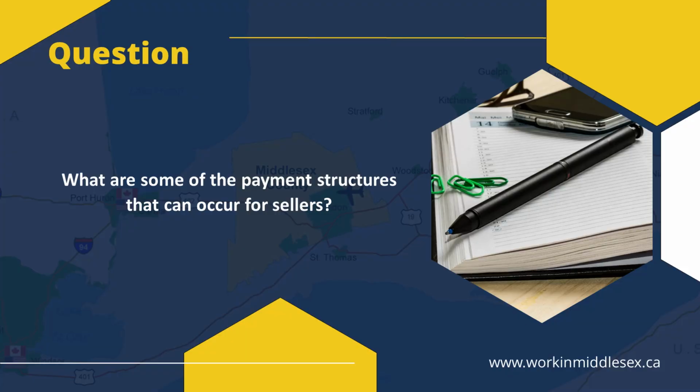Tell us about some of the payment structures that can occur for sellers. Well, we already talked a little bit about when you sell the shares of a corporation, that you can get up to $971,000 capital gain tax free. But oftentimes a buyer would rather buy the assets of your company as opposed to the shares.